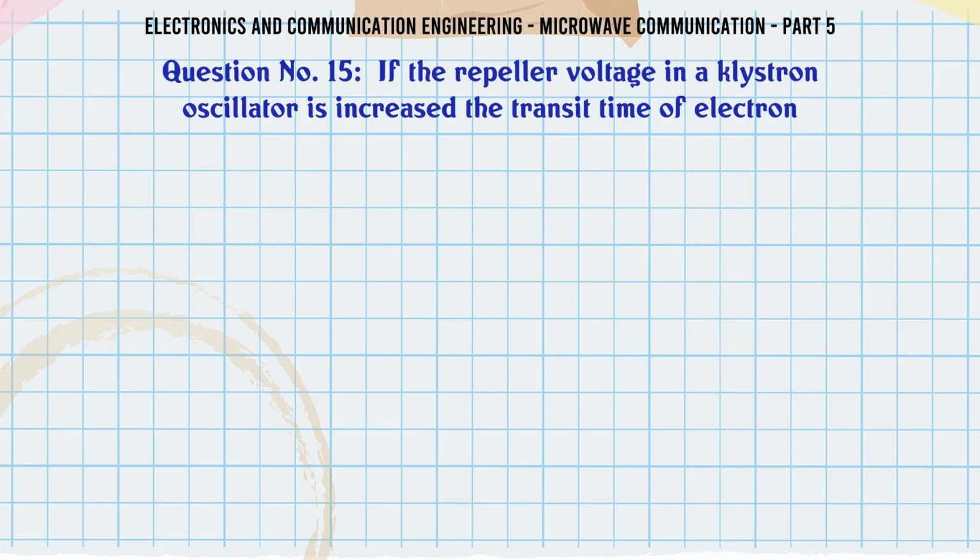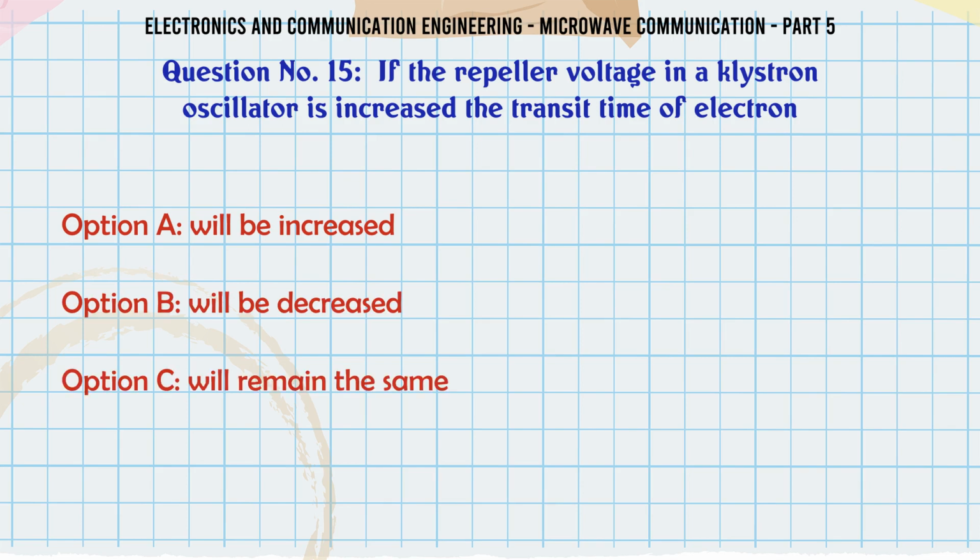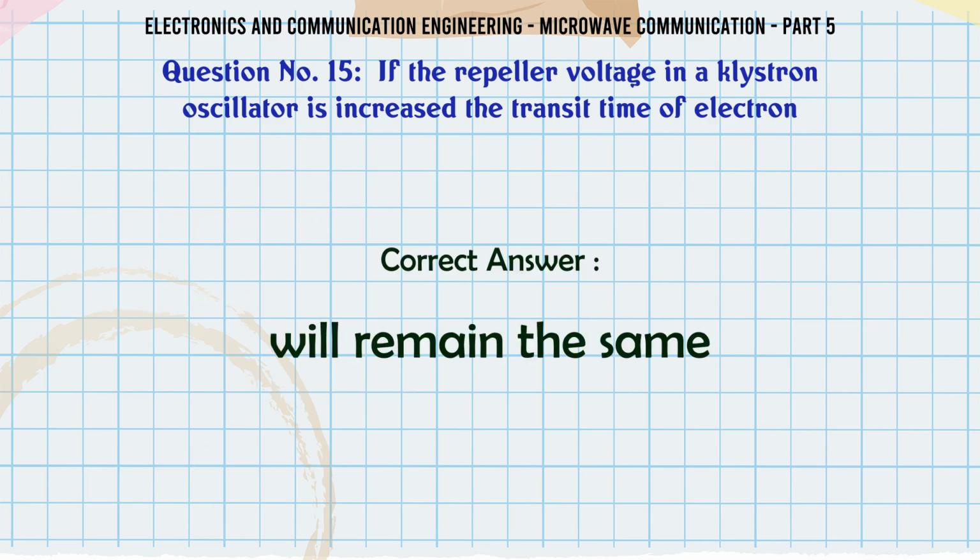If the repeller voltage in a klystron oscillator is increased, the transit time of electron A: will be increased, B: will be decreased, C: will remain the same, D: either A or B. The correct answer is will remain the same.